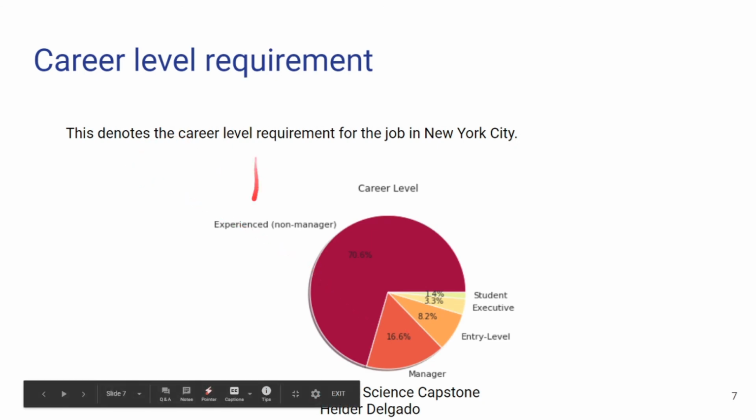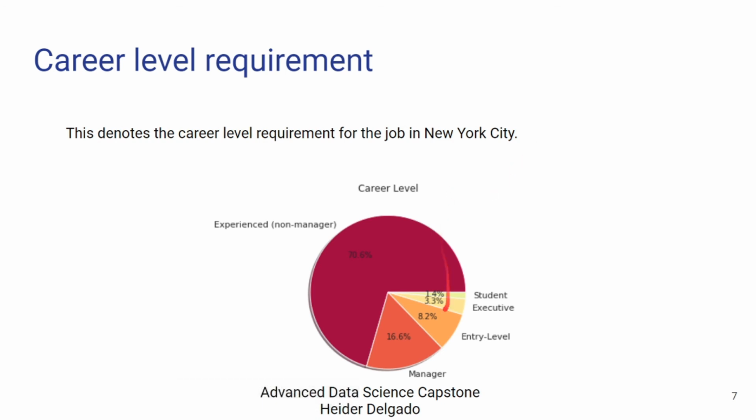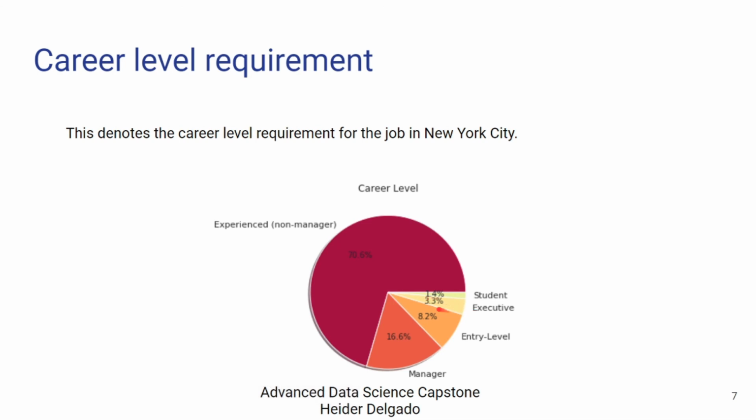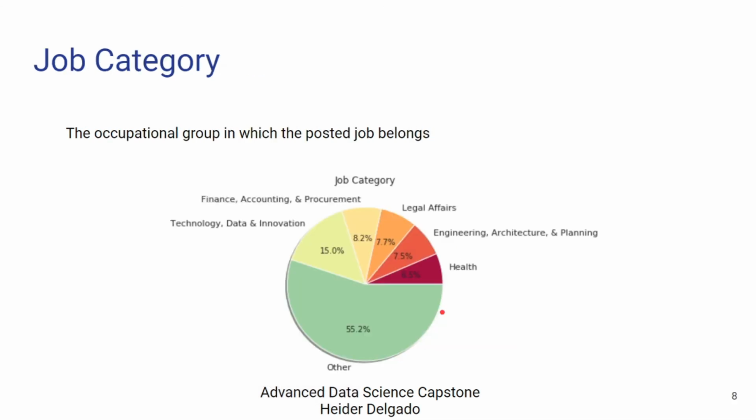Career level requirement. This denotes the career level requirement for the job in New York City. Experienced manager with 70.6%, manager with 16.6%, entry level, which means that you don't have to have experience, with 8.2%, student with 1.4%, executive with 3.3%. Job category is the occupation group in which the posted job belongs.